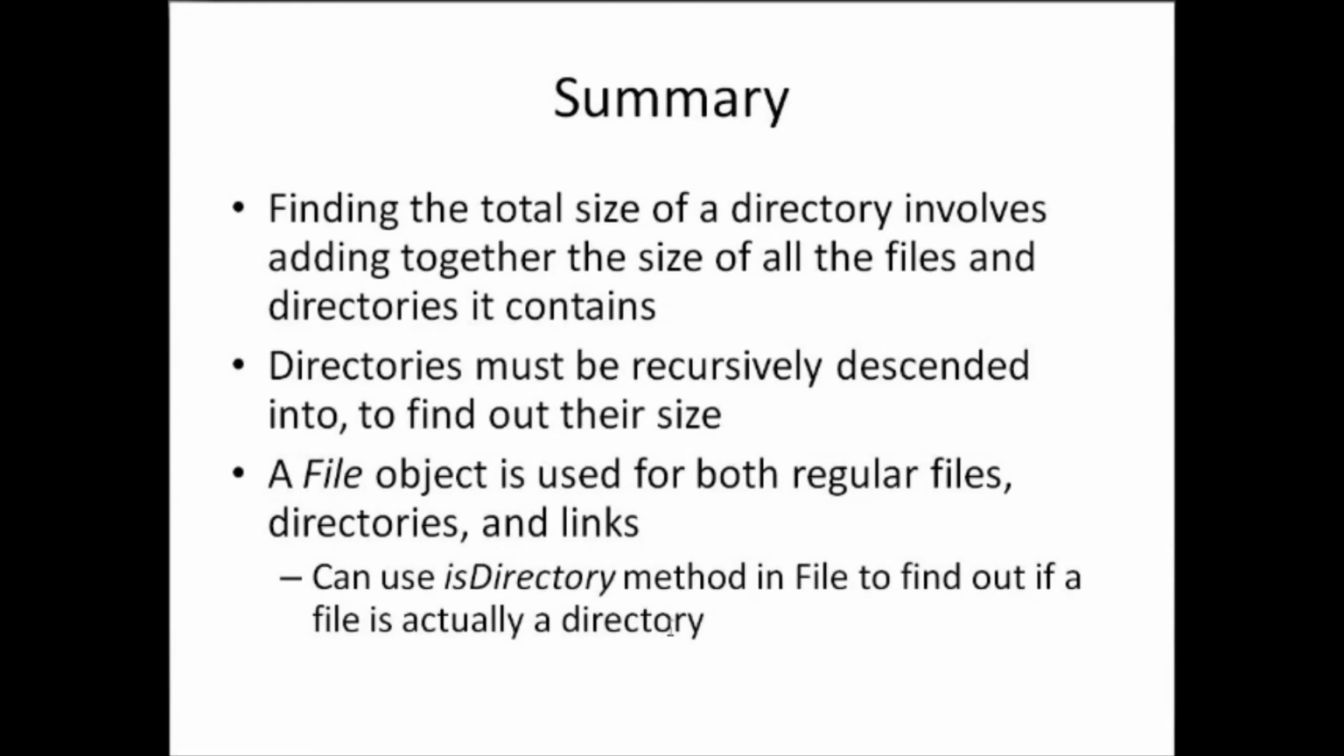Now, just finally as an implementation note, a File object is used for regular files, directories, and links if you're on Unix type systems, such as Linux or Apple. You can use the isDirectory method in File to find out if a file is actually a directory, and we had to use that here to work out whether we needed to list the files or just add the size.